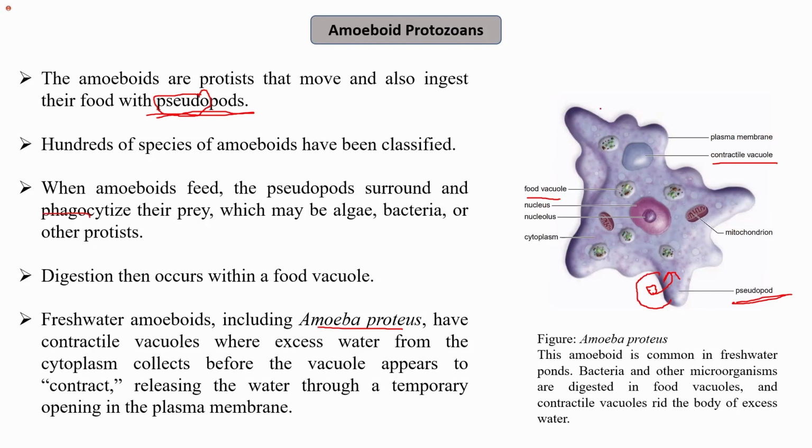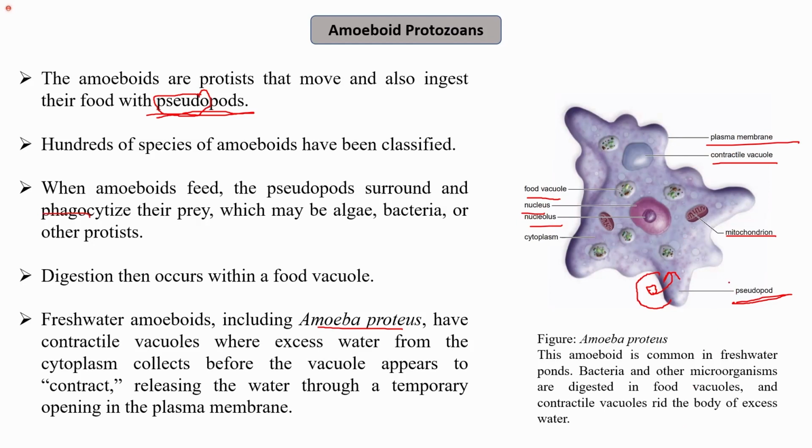So these are the functions of the different appendages or structures that are present in the amoeba. The figure here shows the Amoeba proteus. This amoeboid is common in freshwater ponds. Bacteria and other microorganisms are digested in the food vacuoles, and the contractile vacuole gets rid of the excess water. Just like eukaryotic cells, it has other membrane-bound organelles like mitochondria, and it has a nucleus that contains a nucleolus as well. The cell is surrounded by a plasma membrane.